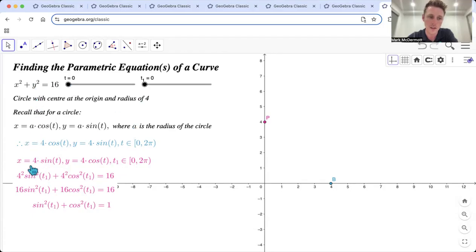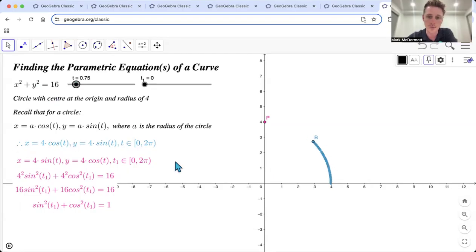So if we take x, which is 4 sin t1, and sub it in there, we're going to get 4 squared sin squared t1 plus 4 squared cos squared t1 equals 16. So 16 sin squared t1 plus 16 cos squared t1 equals 16. And if we take 16 out as a factor and divide both sides by 16, we get sin squared t1 plus cos squared t1 equals 1. And we know that that's true. So we actually have 2 ways to parameterize a curve that is a circle centered on the origin with a radius of 4.